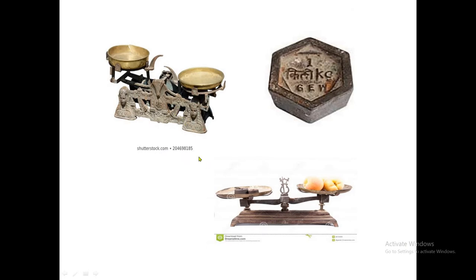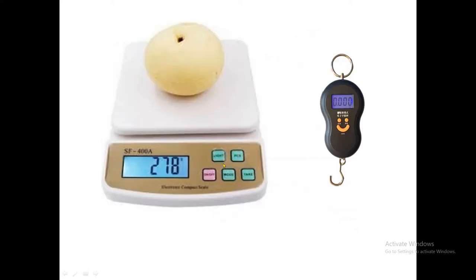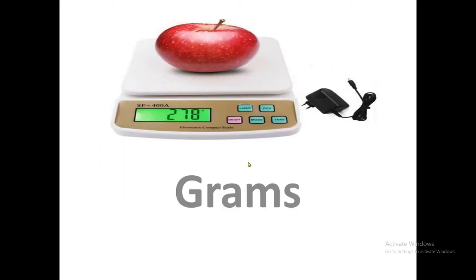These are the olden types of machines which were used to measure the weight. Nowadays we use these types of machines. Children, I think you have seen these types of machines around you to measure heavy things.